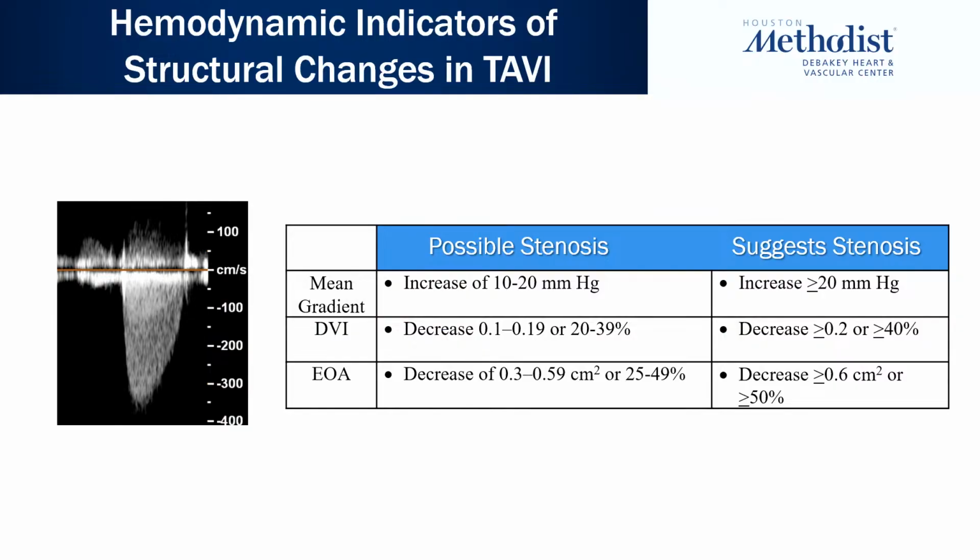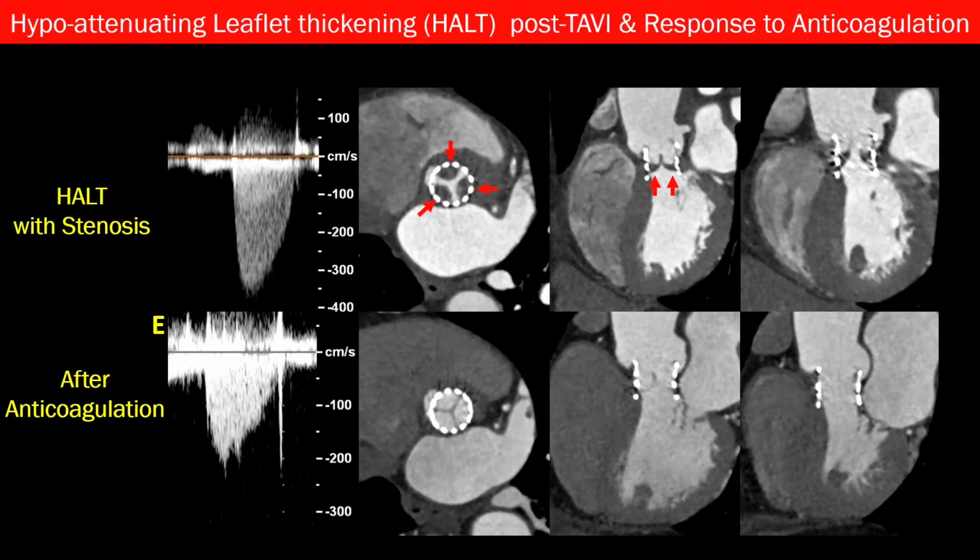When do we get concerned about changes in function in a TAVI, and this is also in the guidelines? You look at changes in mean gradient, DVI, and effective orifice area. If there is a possible stenosis, an increase in flow and gradients between 10 and 20, a decrease in Doppler velocity index or effective orifice area. Always remember to compare that to the original study that you had.